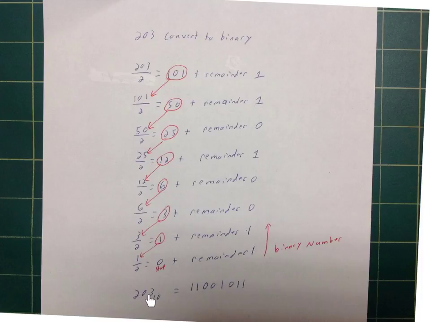And so 203 base 10 is 11001011. That'd be base 2. Should have put a 2 there.